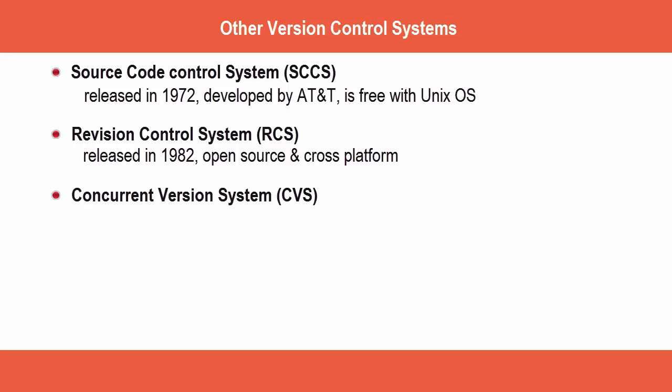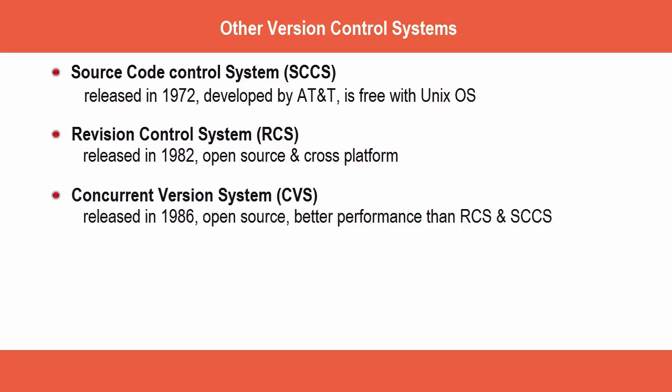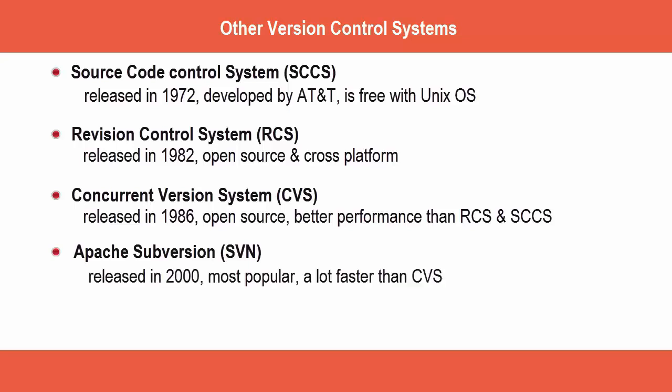We also have CVS, or Concurrent Version System, released in 1986, and it was open source. Also, CVS is much better than RCS and SCCS because it allows you to work with more than one file at a time. And finally, we had Apache Subversion, SVN, which was released in 2000, and it is the most popular version control system for a very long time.